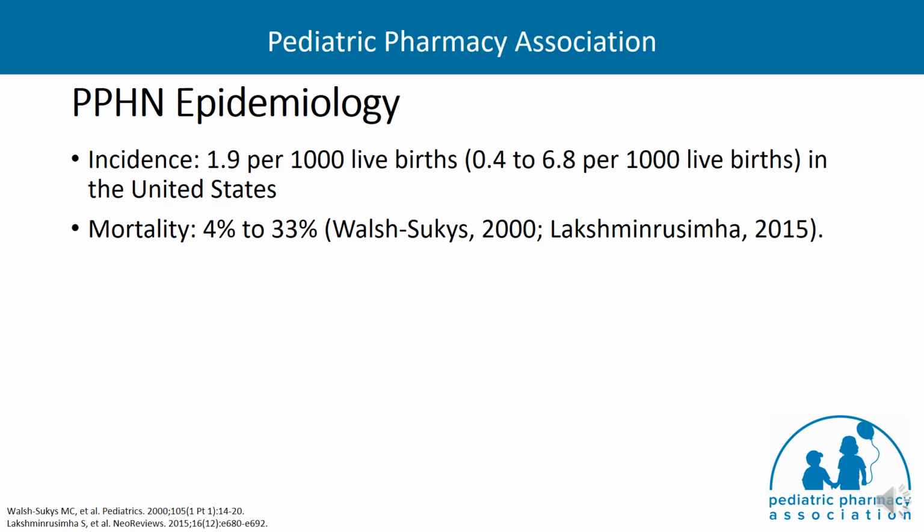The incidence of PPHN is 1.9 per 1,000 live births in the United States, with mortality estimates variable but up to 33%.